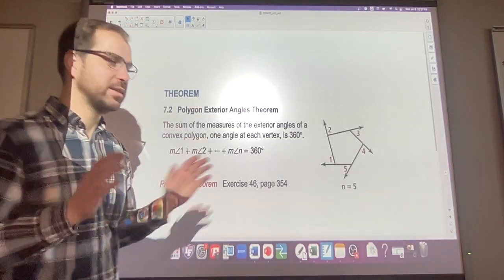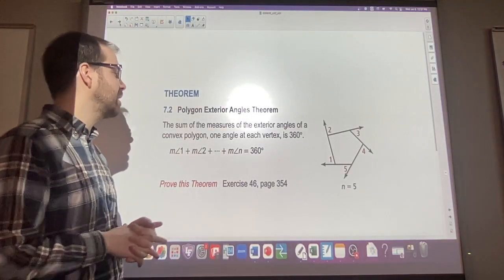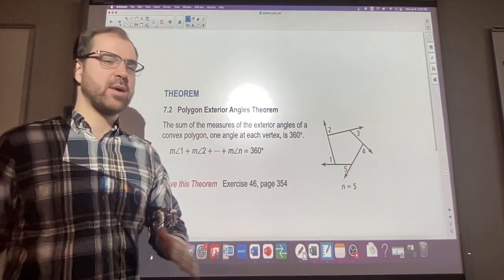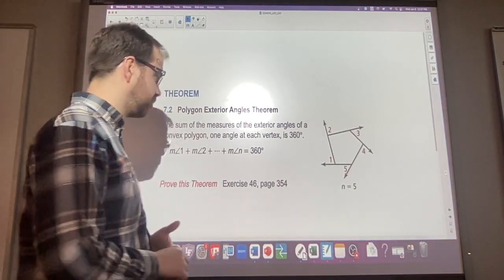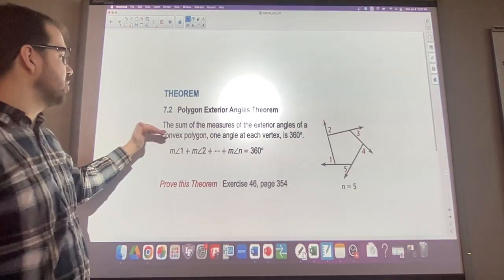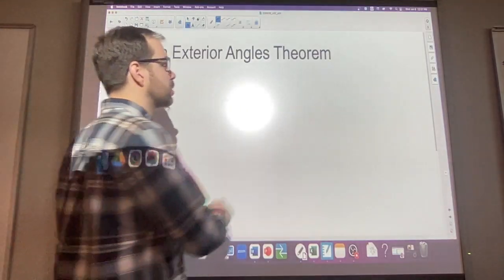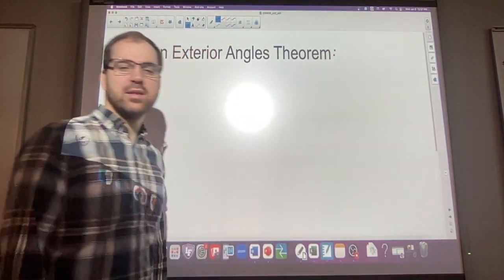Last thing, I know, like I said, there's a lot we have to go through. Last thing is exterior angles. It's the simplest one, but people kind of forget about it because it's sort of tacked on in the end. All right, exterior angles theorem, the sum of the measure. Actually, let's just do it this way. I have a much quicker way to say this.